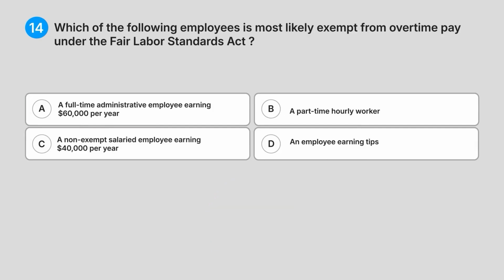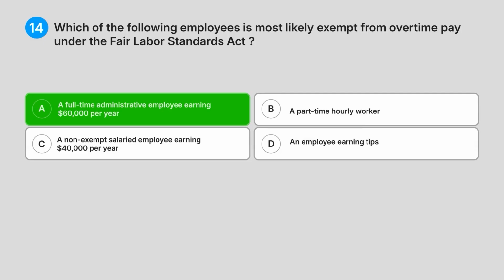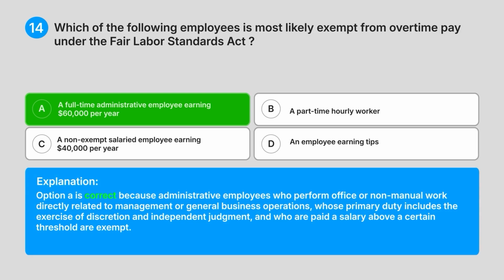Correct answer, A, a full-time administrative employee earning USD 60,000 per year. Explanation: Option A is correct because administrative employees who perform office or non-manual work directly related to management or general business operations, whose primary duty includes the exercise of discretion and independent judgment, and who are paid a salary above a certain threshold, are exempt.